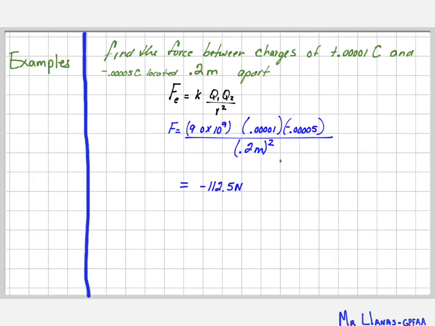That negative is only telling you the direction of the force. Remember, force is a vector, so the negative tells you that it's going towards the negative charge. But if they only ask you for the magnitude, then you could say that the force is 113 newtons, because remember, magnitude is just the number. The direction is given by the negative or the positive charge. So that was one example.